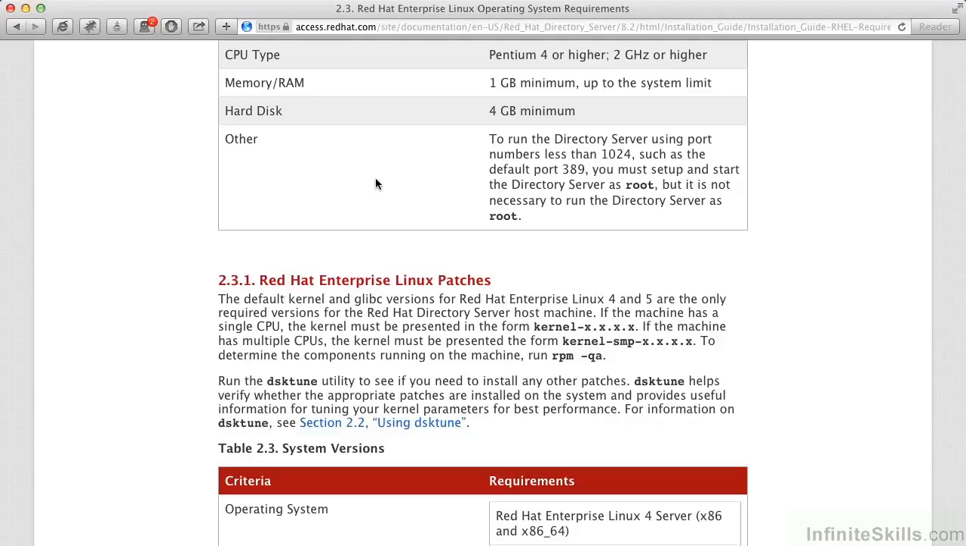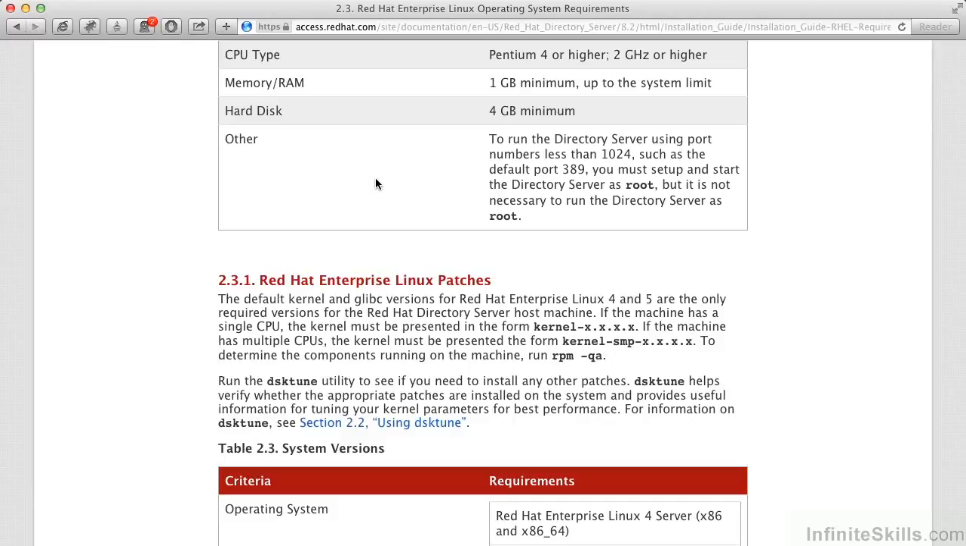Now, memory, we're looking for a gigabyte minimum up to the system limit. The system limit is really going to be the hardware limitation that you may have. Hardware typically has a limit on the amount of RAM you can install based on the number of slots that you've got and the size of the cards that you can actually put into those slots. So your limitation on the hardware on the upper end is really going to be the hardware system that you've got.